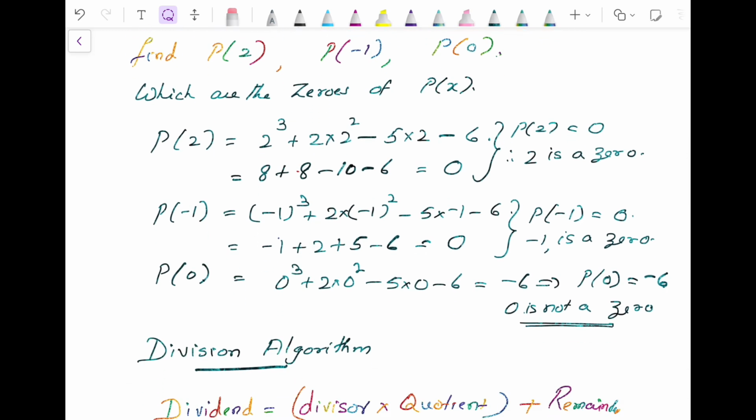For p of 0, when you substitute x is equal to 0, you will get minus 6. So, p of 0 is equal to minus 6, it is not equal to 0. Therefore, 0 is not a zero of the polynomial. I hope it is clear. Try to do some more problems from your exercise.